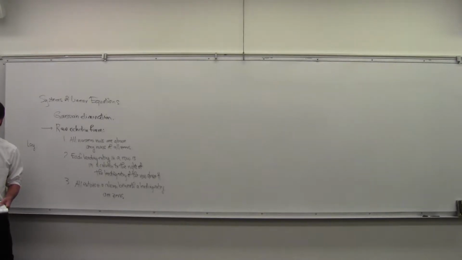Yes? So row echelon form really refers to the equation? Row echelon form refers to the form of the matrix. Oh, okay. You've taken the matrix and changed it into the simpler form. That form is called row echelon form.